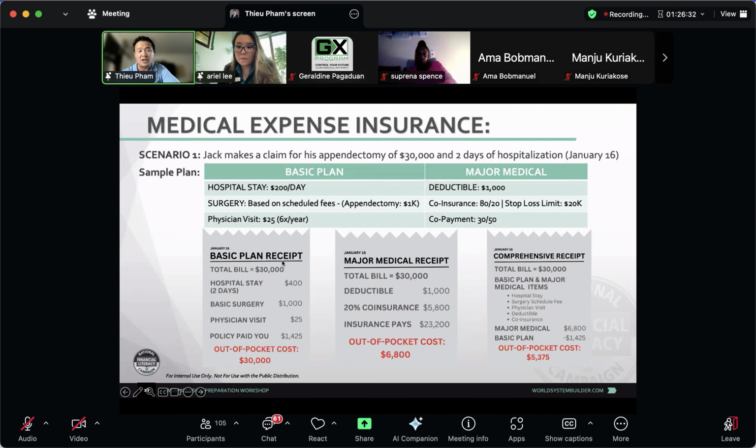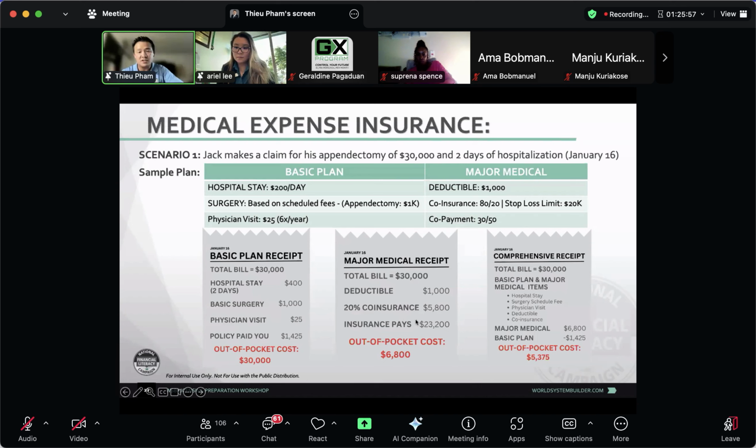On the test they'll ask, based on the basic plan, how much will they pay, and then the major plan or the comprehensive. So hospitalization 400, basic surgery 1,000, and 25 here. The policy pays you 1,425. So you add all this up: 400, 1,025, 1,425. Out of pocket cost is 30,000. Just read through this, and then we have a question you can use this to answer. And then major: the deductible is 1,000.